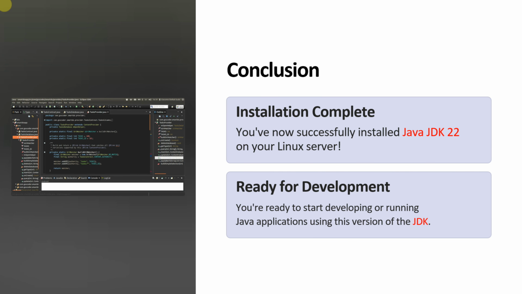So the conclusion is, you have now successfully installed JDK 22 on your Linux server, and you are ready to start developing and running Java applications using JDK 22.